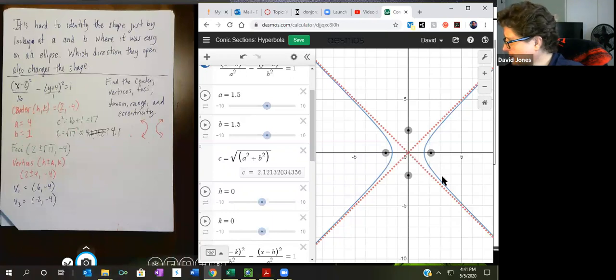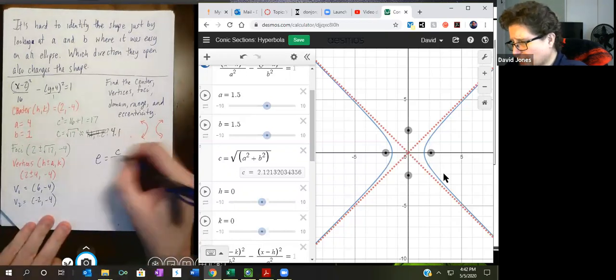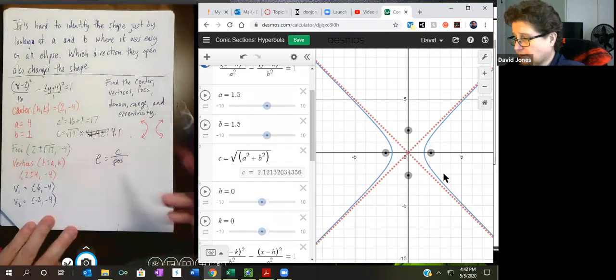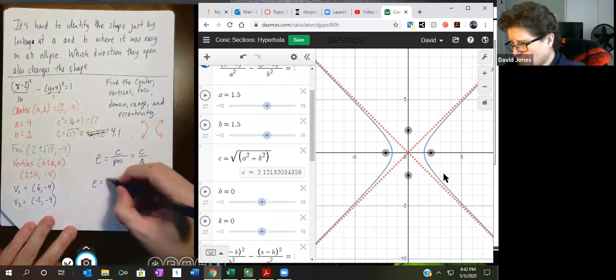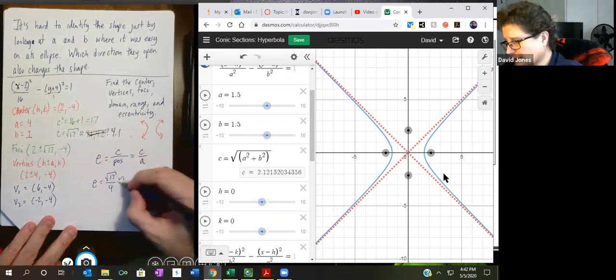What else do I need here? I got my center, I got my vertices, I got my foci. Let's do eccentricity real quick here, and we'll do the graph and domain and range on the next page. Eccentricity is C over the positive 1. The positive 1 here is A. So E equals the square root of 17 over 4. It's about 1.03.